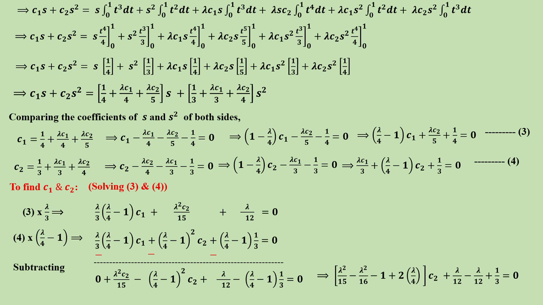So we are grouping the c2 terms. Using the a minus b whole square formula, lambda by 4 minus 1 whole square is lambda square by 16 plus 1 minus 2 into lambda by 4 into 1. So you have minus, that is why it is coming like this. So the first term, lambda square by 15 minus lambda square by 16 minus 1 plus 2 into lambda by 4, into c2. Then the remaining terms, lambda by 12 minus lambda by 12 plus 1 by 3 equal to 0.